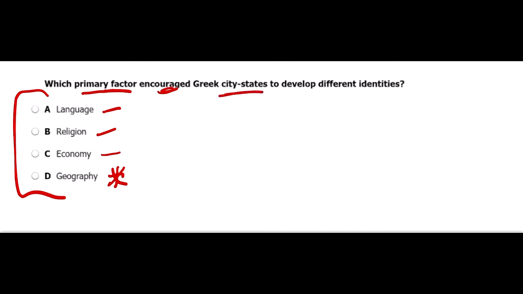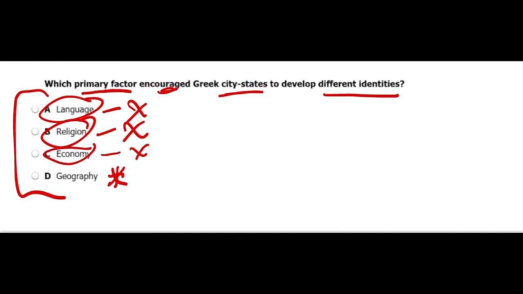So what primary factor encouraged Greek city-states to develop different identities? Remember, the geography is what separates them. The mountains keep them from being smaller cities, and therefore they're different. They're not the same as everyone else.